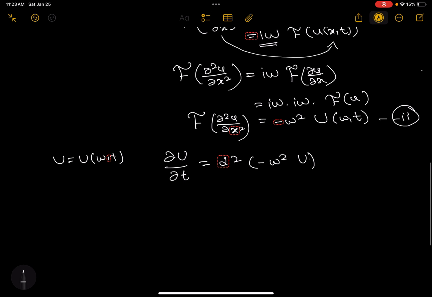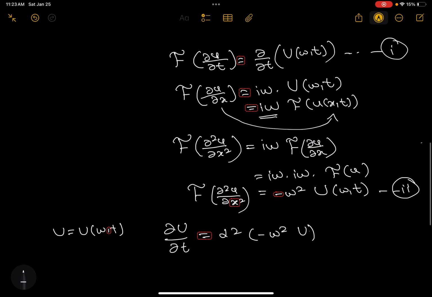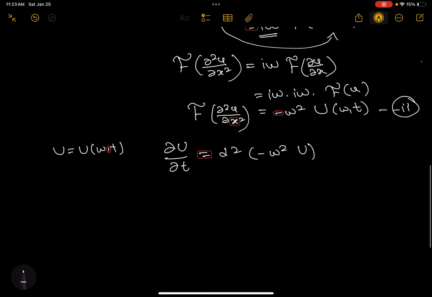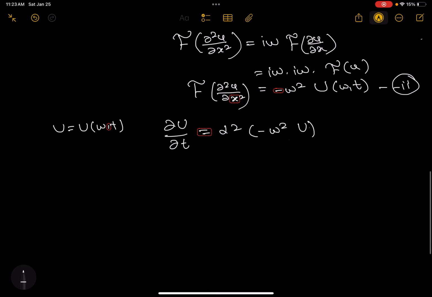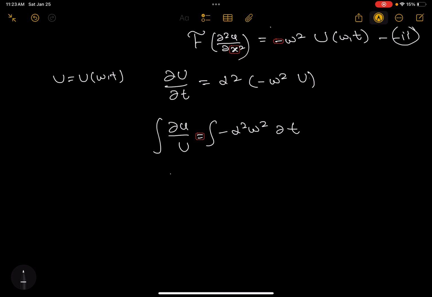Okay. So now, after taking the Fourier transform, I can take the U to the other side, right? And then now I can solve this. Now I can integrate this on both sides. And then I'm trying to solve for this U of omega comma t. That's why I'm trying to solve for that.